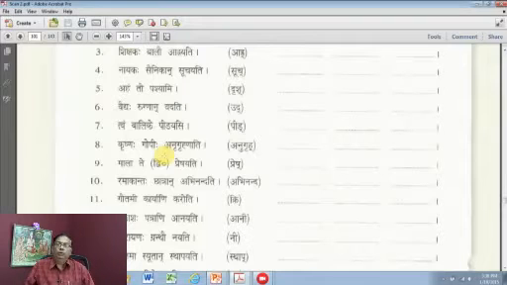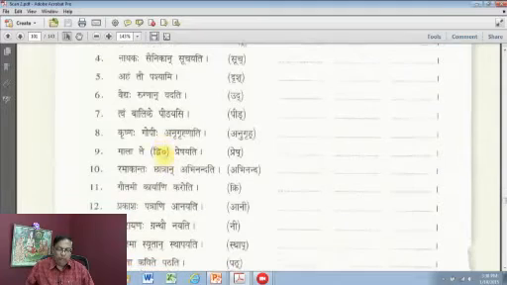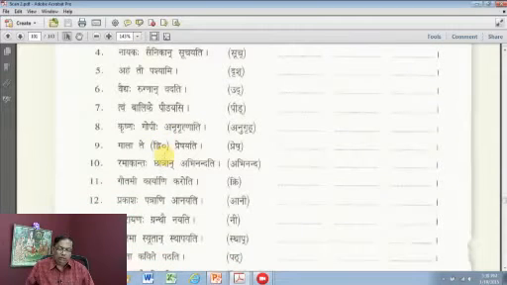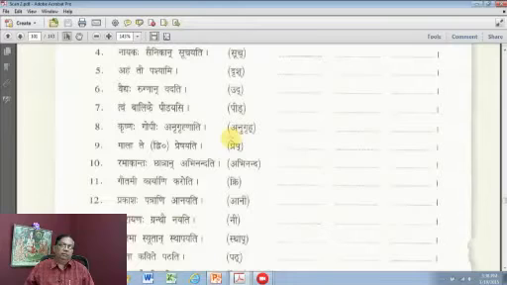Gopi, Gopyau, Gopyaha. How is Gopi derived? Like Nadi, Ikaranta Strilinga Shabda. Therefore, Nadyaha, Gopyaha. Gopihi, Dvitiya Bahuvachana goes to Prathama Bahuvachana. Gopyaha. Anugruhyante. Anugruha is given, yante added. Anugruhyante. That means Gopikas are favored by Krishna. Gopis are favored by Krishna.